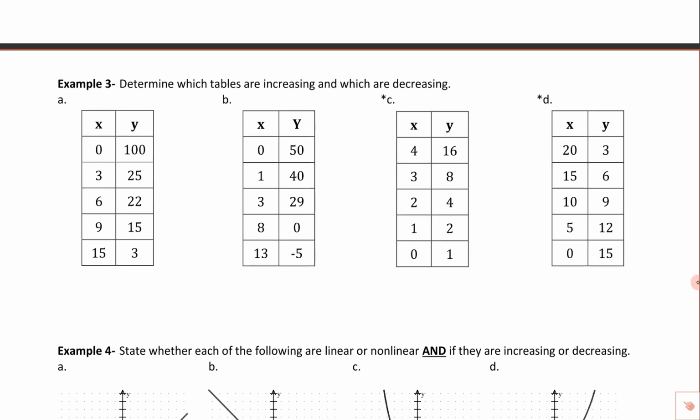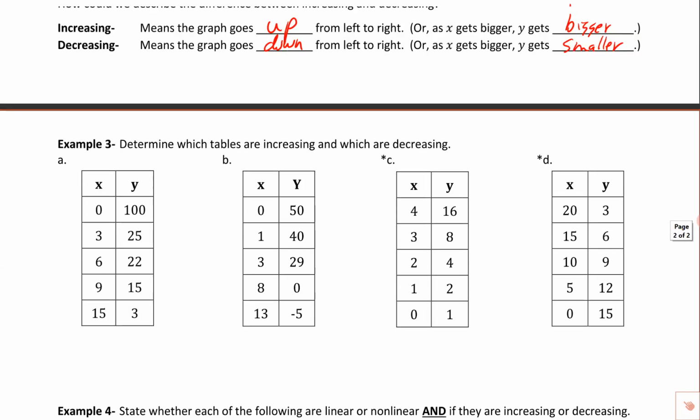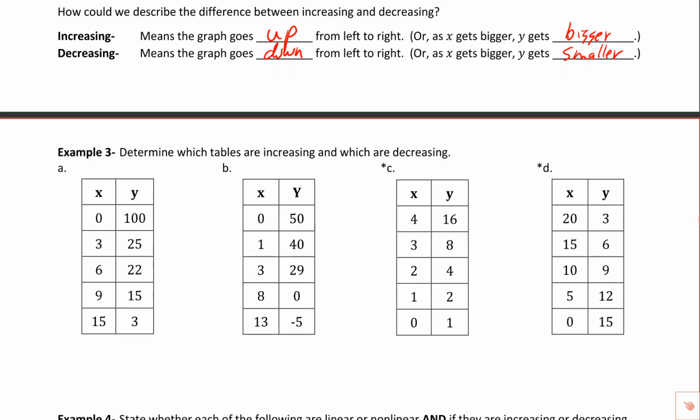And the reason we want to have that other description of what increasing and decreasing is, sometimes you're just given a table, and rather than plotting these points and graphing them, it's just easier to look at this and say, okay, what's happening with the x here? So it says determining which tables are increasing and which are decreasing.